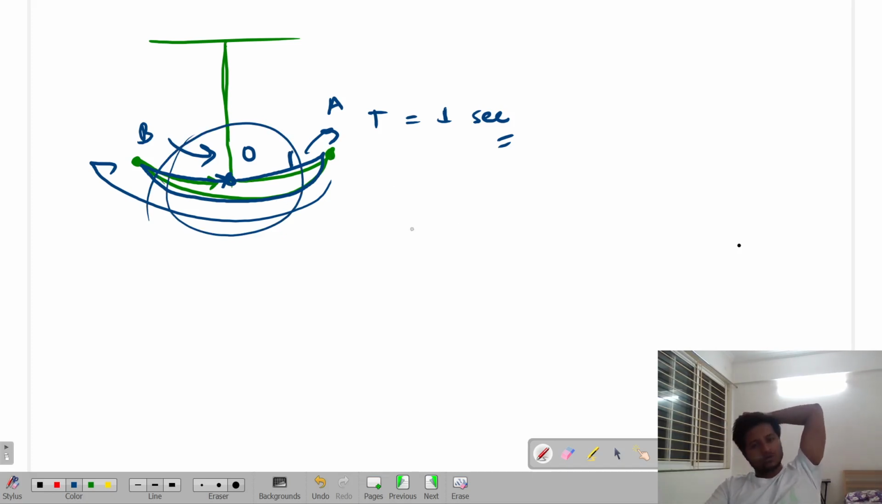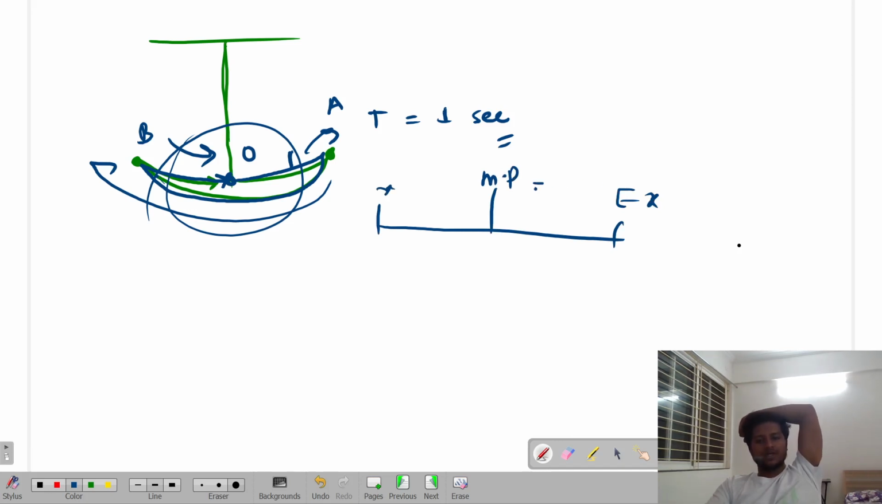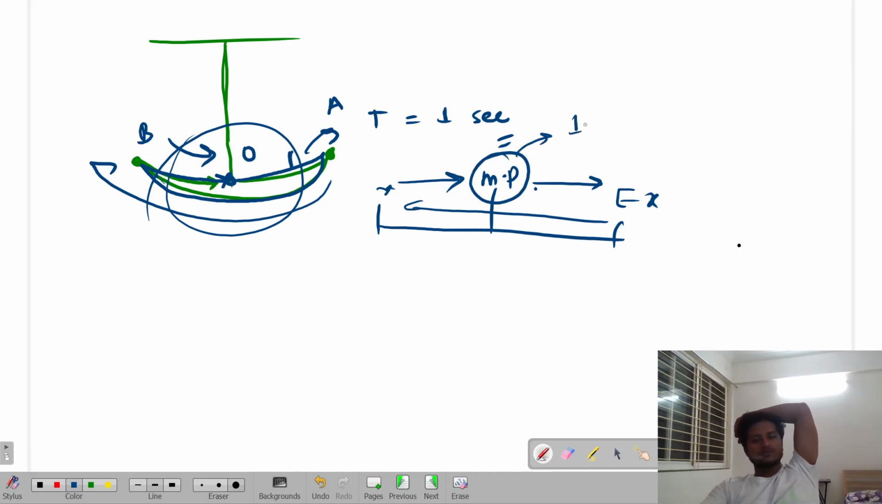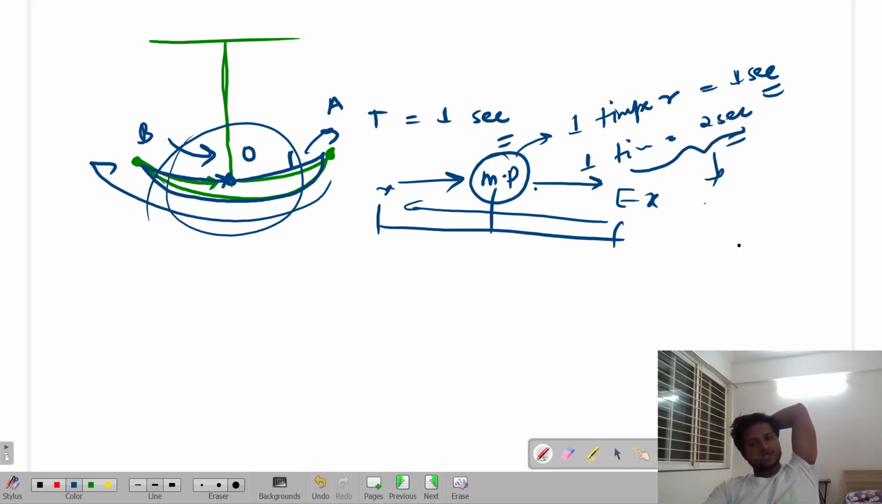There are 4 quadrants, just like SHM. This is the mean, this is an extreme, this is also an extreme. If I take 1 second to go from mean to extreme, then to the other extreme, and then return to the initial point, we call it one time period. So if one time period is equal to 1 second, then it is called a simple pendulum, meaning first pendulum. And if this one time period is equal to 2 seconds, then we call it a second pendulum.